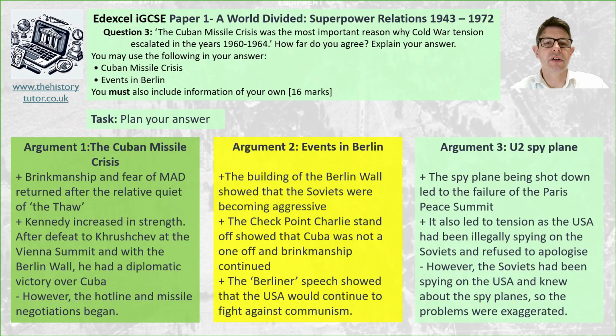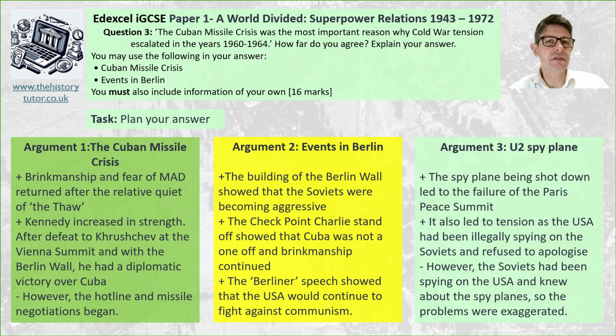Okay, so here's what I've got. I've got the Cuban Missile Crisis. So we've got brinkmanship increasing, a fear of MAD returned after the relative quiet of the thaw. And this is because Kennedy was trying to show his increased strength around the Cuban Missile Crisis. Clearly, we're going to talk about him blockading, aren't we, as our event, and how that's increasing MAD and fear of nuclear war. Clearly, Kennedy's trying to increase his strength after defeat to Khrushchev at Vienna, and with the Berlin Wall being built, he does not want a diplomatic disaster again. He wants a victory over Cuba.